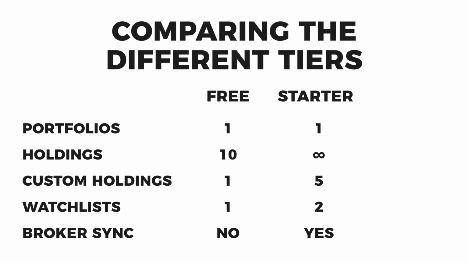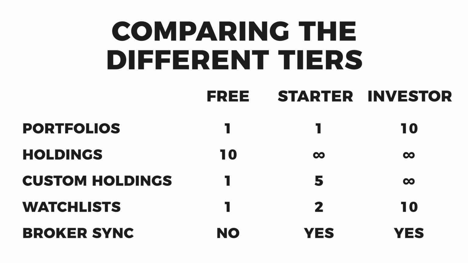But then next up on the starter tier, it gets you still only one portfolio, but now you have unlimited holdings of stocks, ETFs, or funds, up to 5 custom holdings, and the ability now to connect your brokerage to sync automatically. And then if you go up to the investor tier, and this happens to be the one that I'm actually using, on that tier you get up to 10 portfolios, unlimited holdings, unlimited custom holdings, and again, the ability to connect your brokerage and sync automatically.